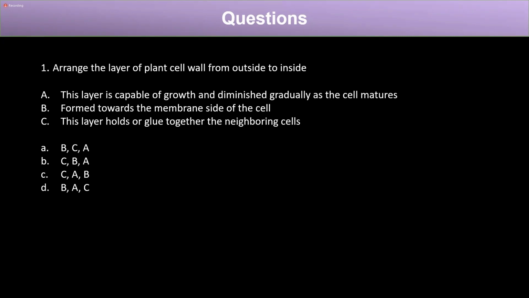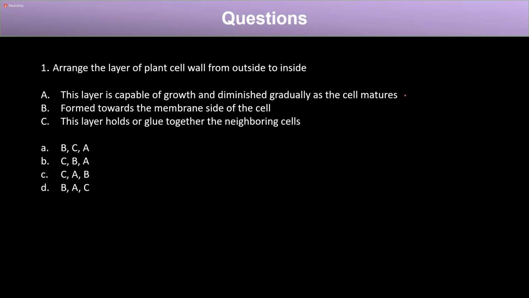Now before moving forward, let's solve one question about the cell wall. The question is: arrange the layers of plant cell walls from outside to inside. A: this layer is capable of growth and diminishes gradually as the cell matures. B: formed towards the membrane side of the cell. C: this layer holds or glues together the neighboring cells. You first have to identify these layers and then arrange them from outside to inside.